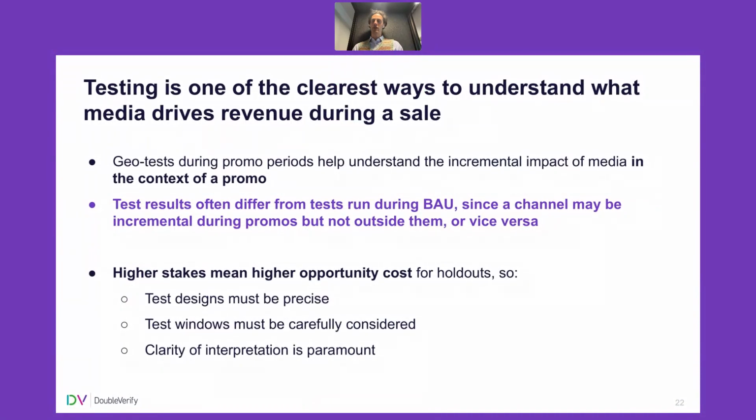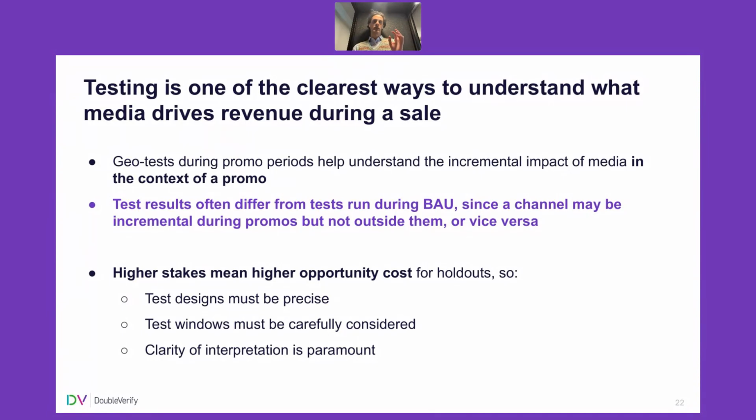Okay, we can talk a little bit about how to use incrementality testing. So as I'm sure you're all aware, incrementality testing is one of the best ways to understand the impact of media, and that goes for during a sale or during a promo versus outside of a promo. Importantly, results can be very different. The way that media operates during a sale and outside of a sale is very different. And so you need to bear that in mind when you're planning your tests, because you might want to understand how media works during a sale, or you might want to understand how media works outside of a sale. So make sure you plan the timing of your test appropriately.